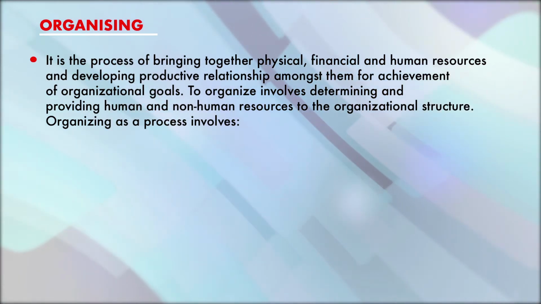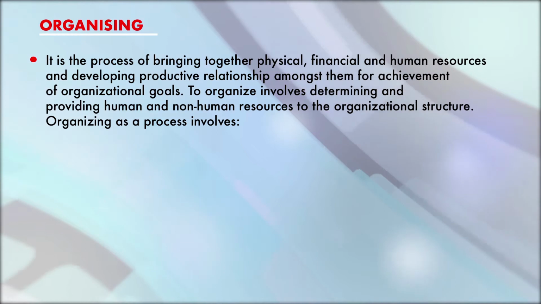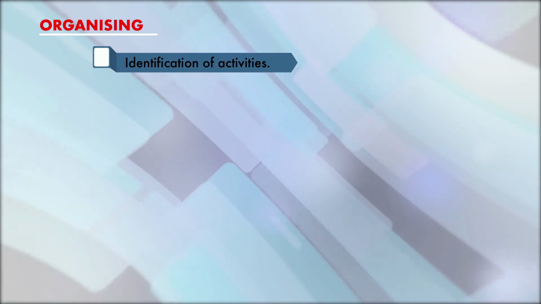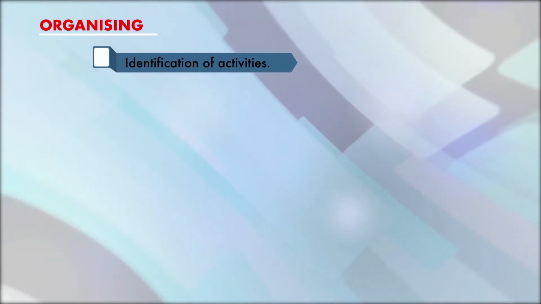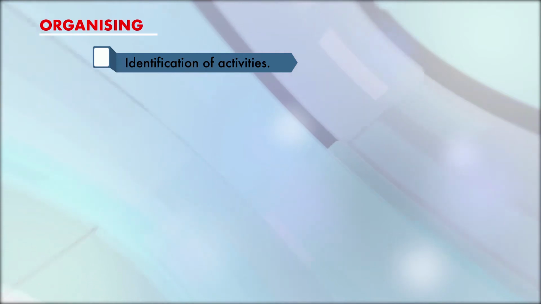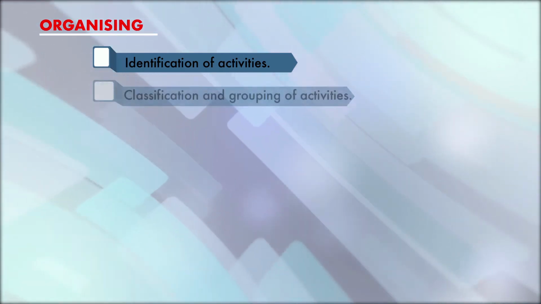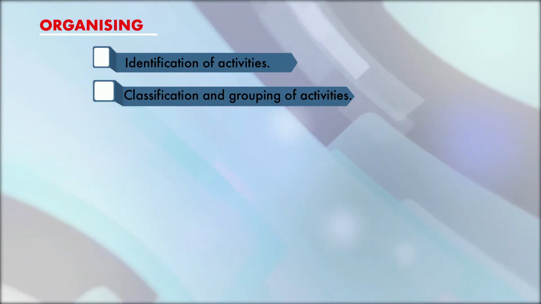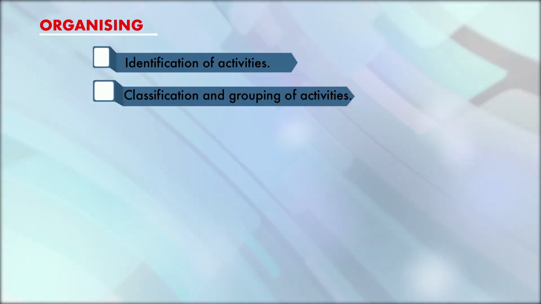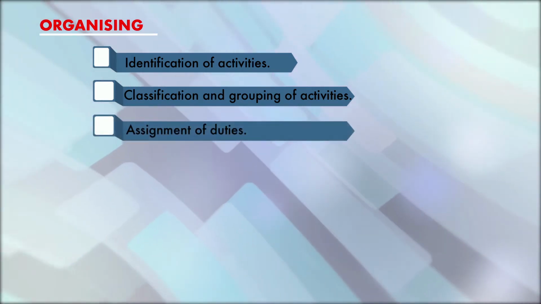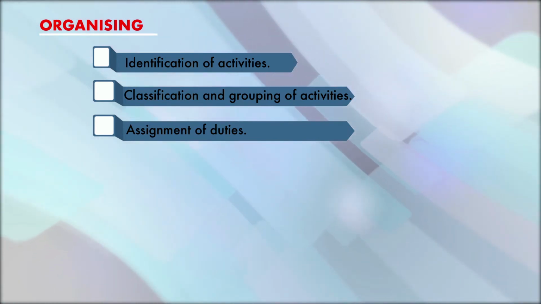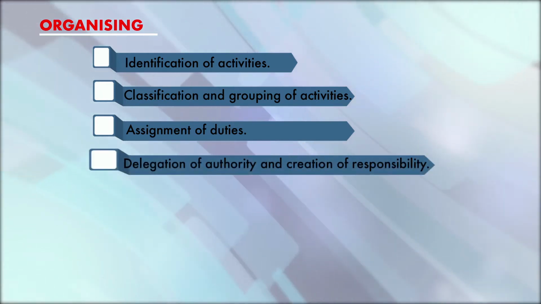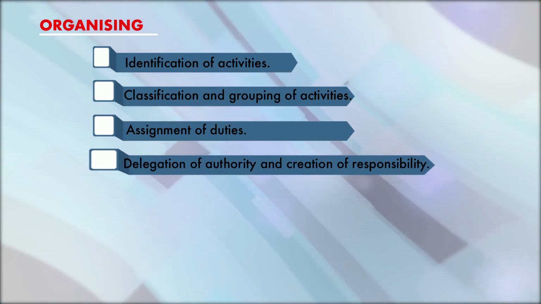Organization as a process involves the following things. Identification of activities: we identify the activities of the organization and then we structure the organization according to these activities. We further classify and group these activities and, according to the skills or competencies of the staff, we assign duties to them. Another necessary thing in organization is delegation of authority and creation of responsibility.